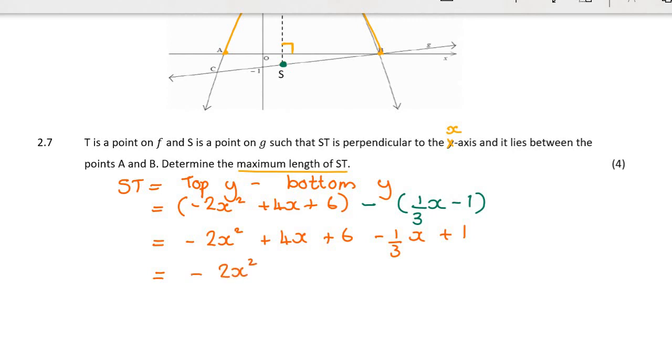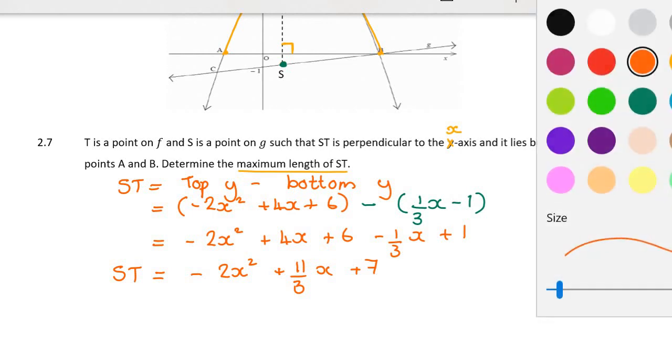So it's minus 2x squared. Now 4 take away a third is 11 over 3. You can do that in your calculator. And 6 plus 1 is 7. Now that's an expression for ST. Now that's wonderful. If I knew what x was, I could actually tell you what ST was. So if now they told you that, I don't know, x was 0, then I could sub in 0 and I could actually work out this distance from S to T. But I don't know where this x value is.